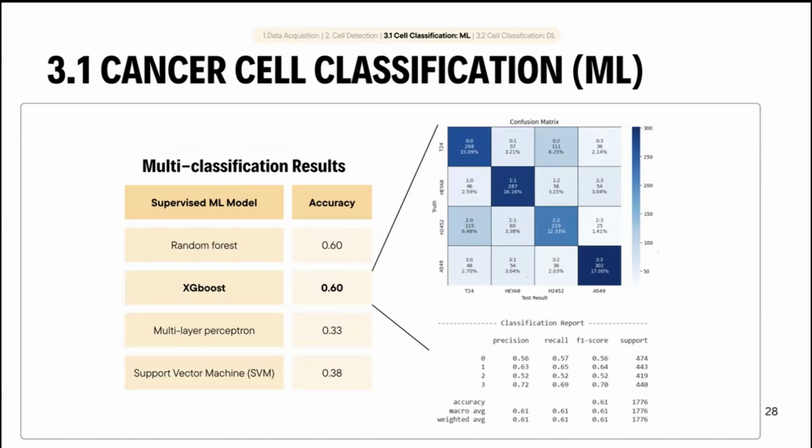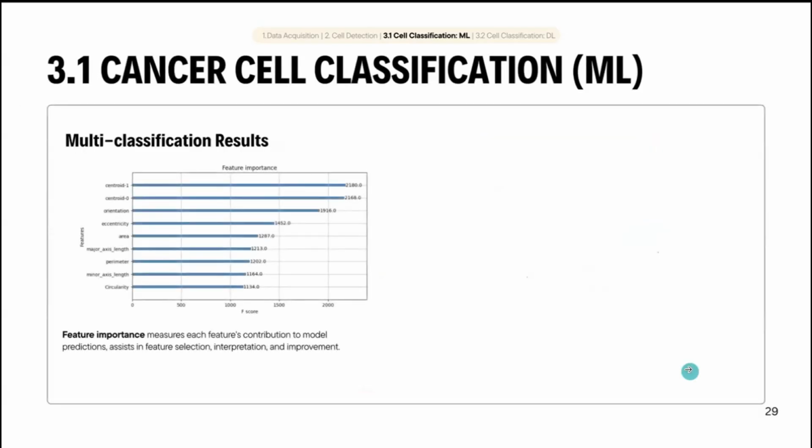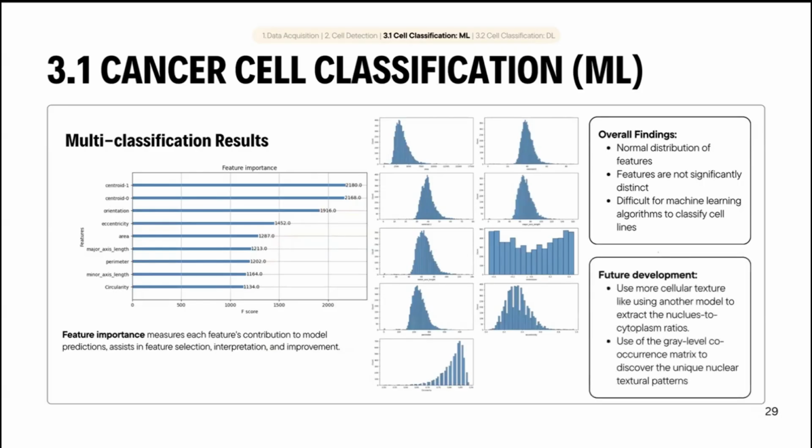We further investigate the feature importance to see how well the features contribute distinct value among each cell line. Additionally, the plot also shows how the data from all cell lines are distributed. However, it found that most of the features are normally distributed with no significant distinction, which is difficult for a machine learning algorithm to classify cell lines based on this morphology. So we decided not to include this machine learning in our development stage.